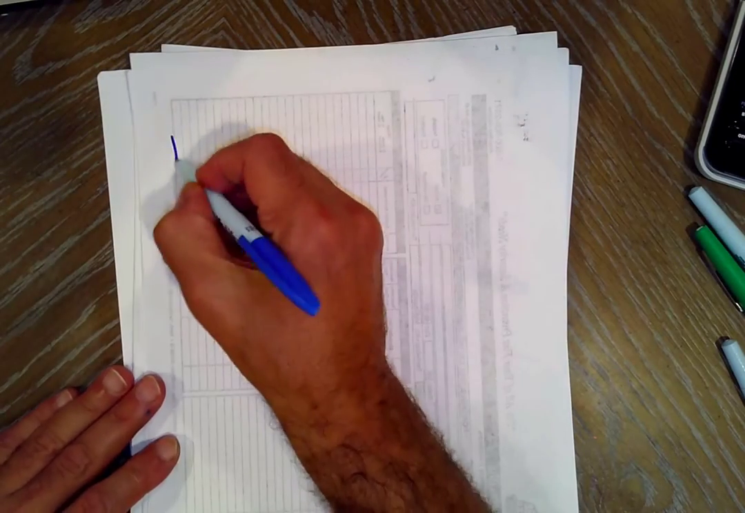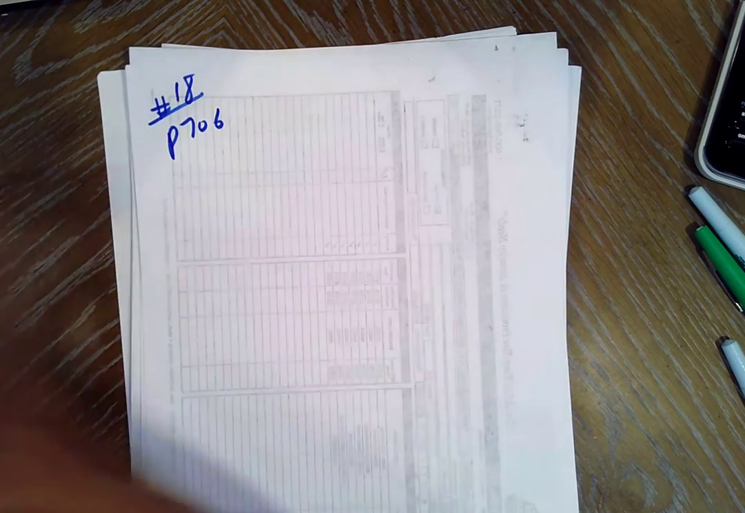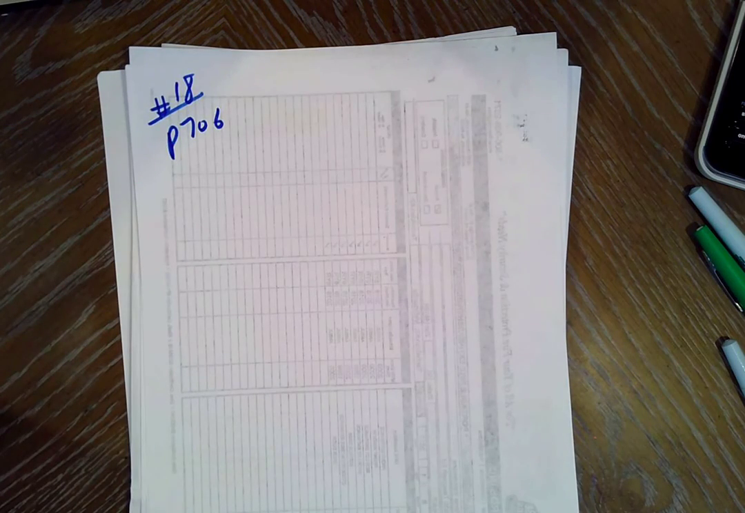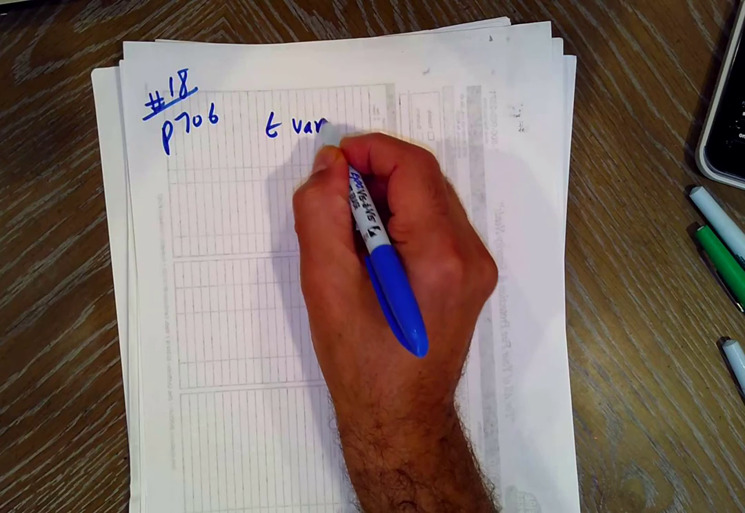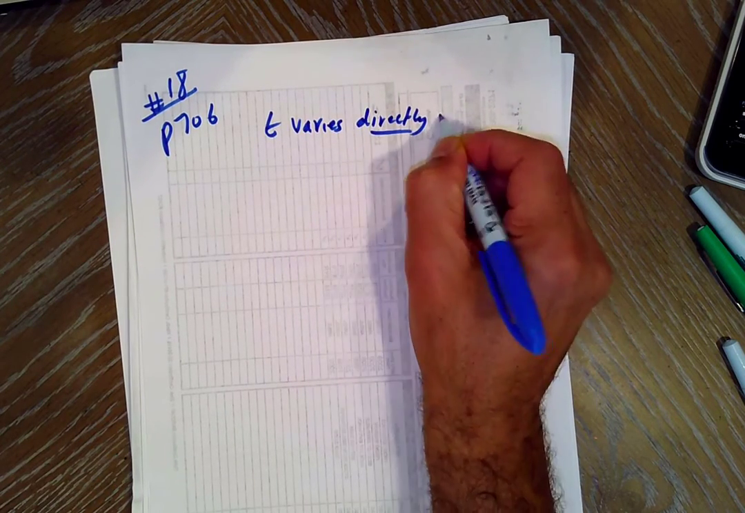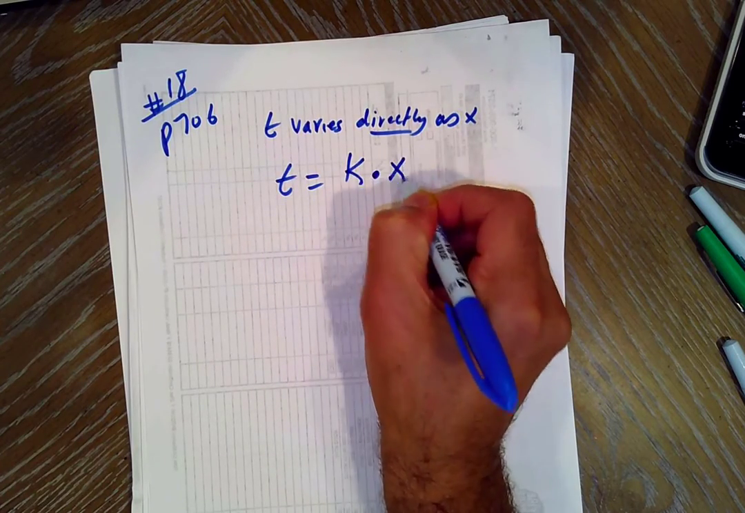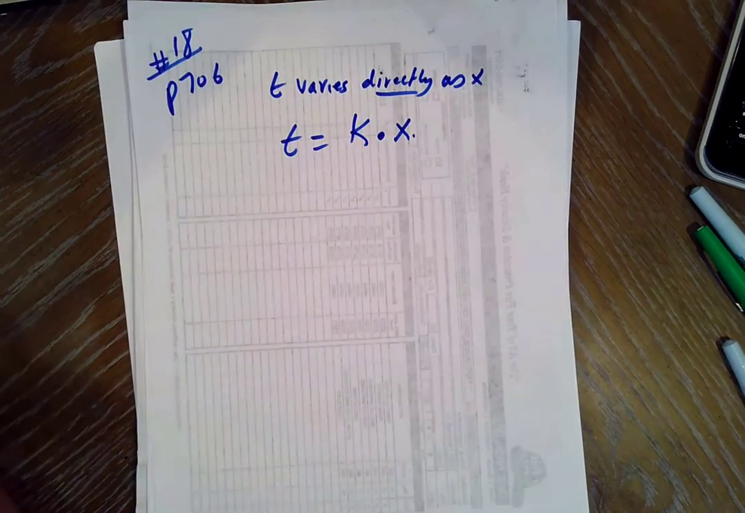If you look at page 706, number 18, it says express each variable model in symbols. T varies directly as x. T varies directly, so the keyword is directly, as x. So T, since it's direct, is k times x. That's all you have to write for now.